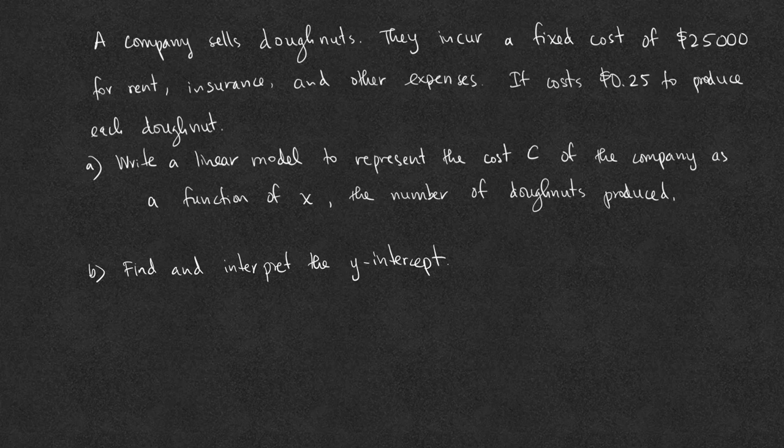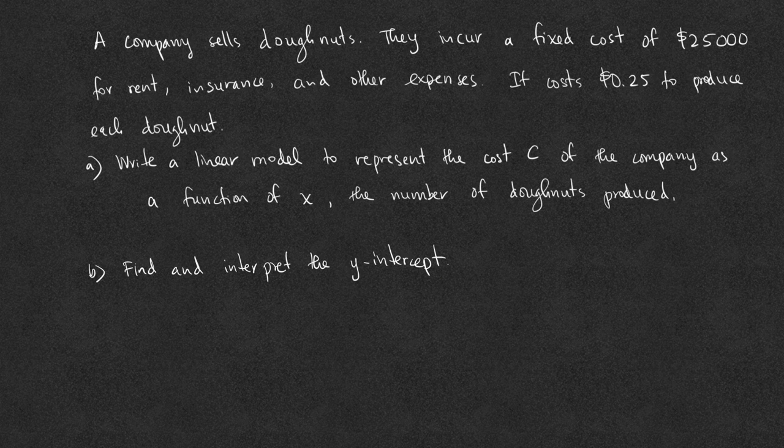A company sells donuts. They incur a fixed cost of $25,000 for rent, insurance, and other expenses. It costs $0.25 to produce each donut. Write a linear model to represent the cost C of the company as a function of x, the number of donuts produced. Find and interpret the y-intercept.